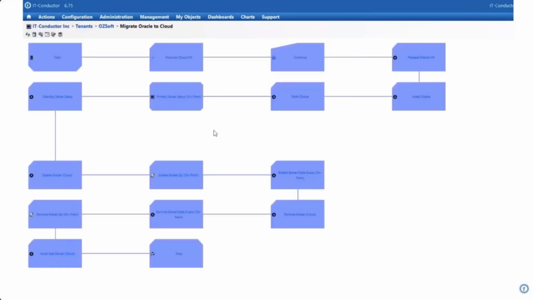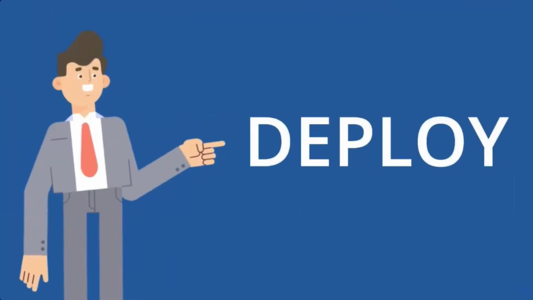In a nutshell, the process definition initially provisions the virtual machine in your target cloud environment, installs Oracle, patches the Oracle, sets up the Oracle DB on-prem for the migration, and then sets up the provisioned server in the cloud, enables the broker on both sides, and then finally installs the app server in the cloud environment of your choice. Now, we're ready for the deploy stage.